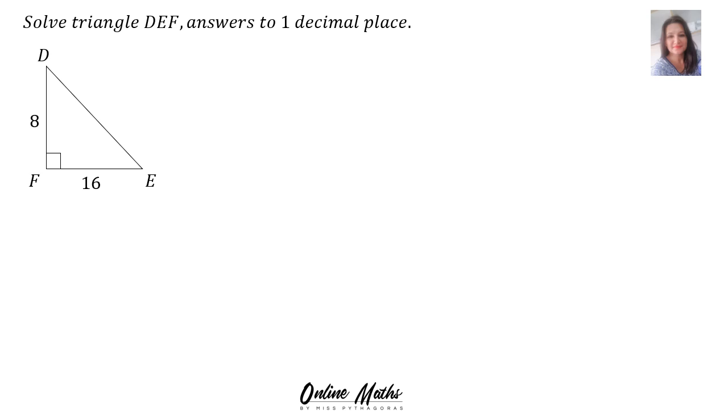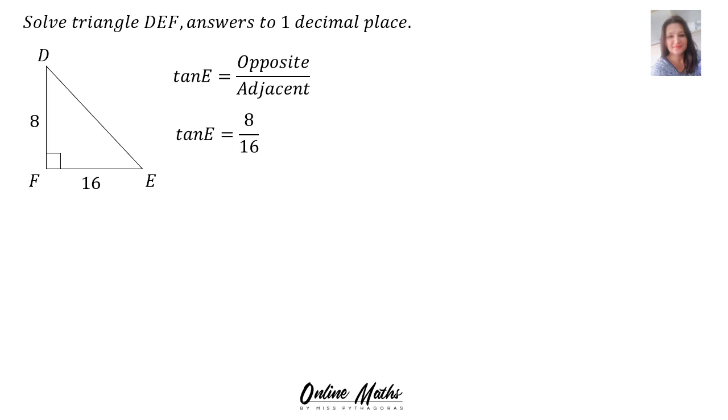Now the question says solve triangle DEF, answers to 1 decimal place. So what does solving a triangle mean? That means I want the size of all the sides and all the angles. Now what was given here is 2 sides. So let's start with that, and we can start by working out angle E, and we say tan E, you go to E and tan's ratio is opposite over adjacent, and then you substitute the values.